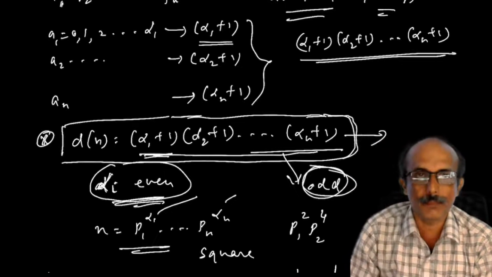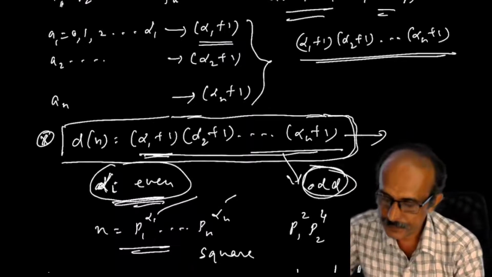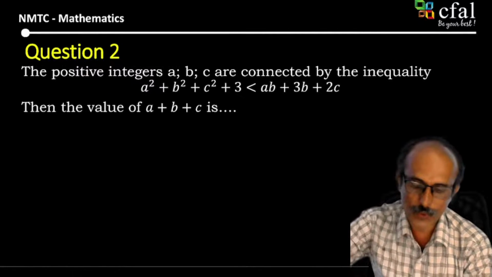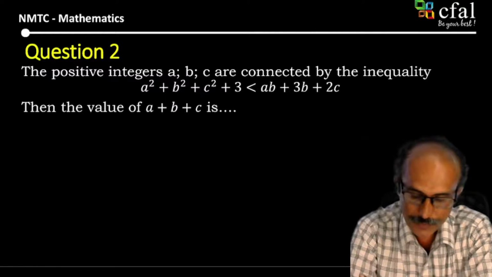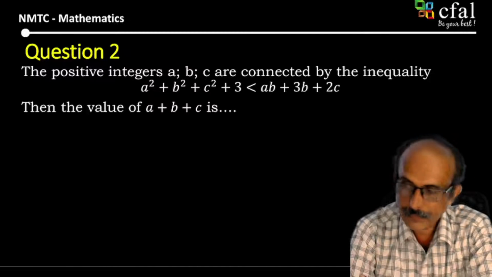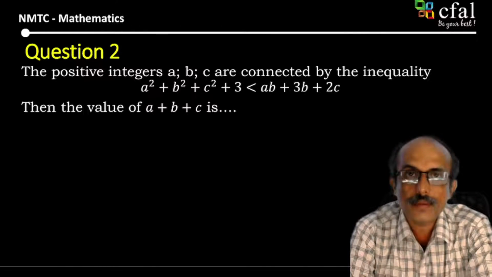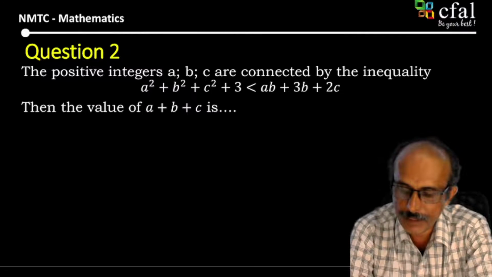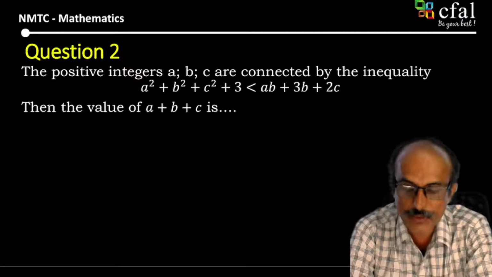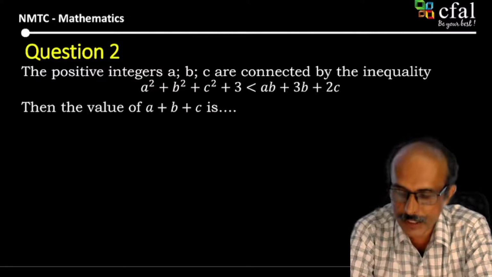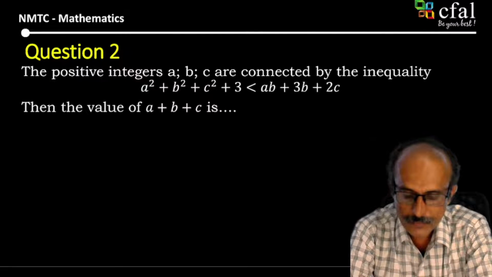So we will look at the second problem. So the second question goes like this. The positive integers a, b, c are connected by the inequality a square plus b square plus c square plus 3 less than ab plus 3b plus 2c. Find the value of a plus b plus c.